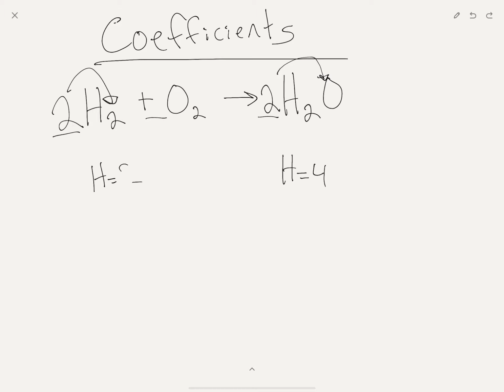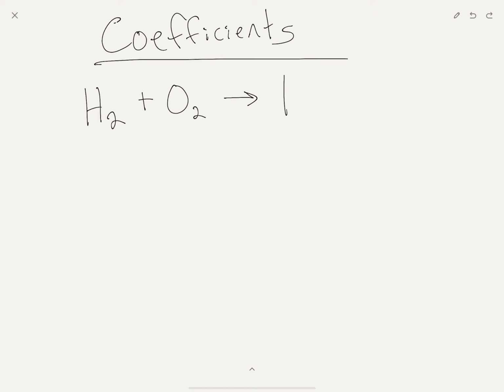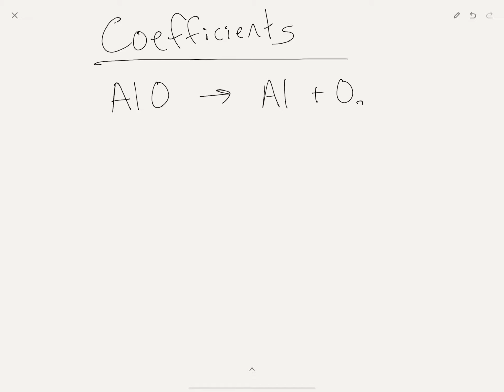So let's do one last one, and then I'm going to send you on your way. Let's get one that for sure is going to change things. How about we do something with, let's do this. Aluminum oxide goes to aluminum plus oxygen. This will be our final example. All right, everything is off here, correct? How do we solve this?